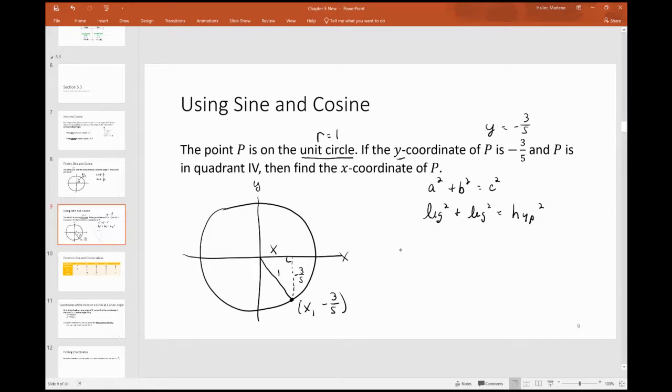Let me try that again. I didn't do it very well. If I make that triangle like this, I'm just going to blow up that little triangle that I drew inside the circle. There's my right angle. The hypotenuse is going to be over here. That's going to be the radius of that circle, so it's just going to be 1.